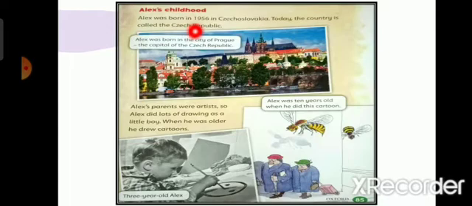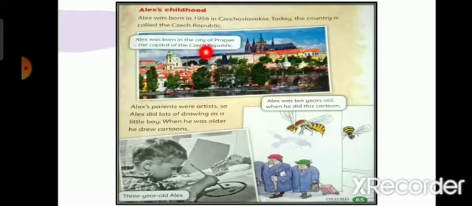Alex was born in 1956 in Czechoslovakia. Where was he born? In Czechoslovakia. Repeat the word with me. Czechoslovakia. Yes, he was born in 1956 in Czechoslovakia. Today, the country is called the Czech Republic. Yes, what is its recent name? Czech Republic. Repeat it with me. Czech Republic. Very nice. Look at this picture.